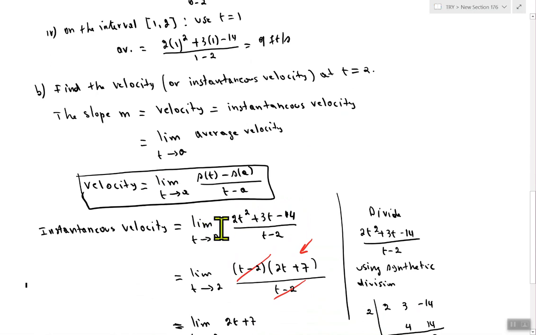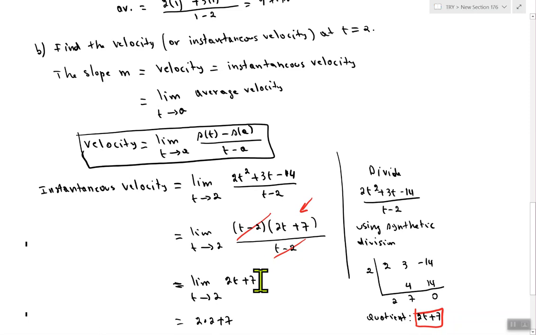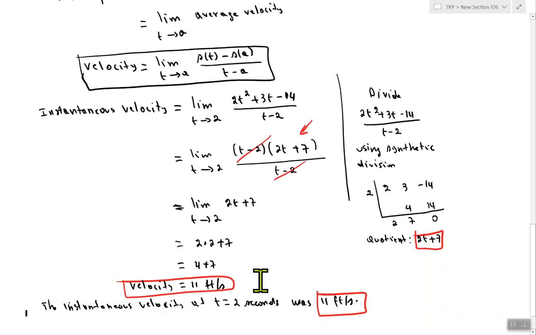If you forget this for a second, you factor the numerator, so you get t minus 2 times 2t plus 7, over t minus 2. For t different from 2, you can simplify t minus 2 top and bottom, to end up with 2t plus 7. When you get this expression, you evaluate at the given time they're looking for, so at time t equals 2. You plug in 2 for t, and that gives you 11 feet per second. That will be your instantaneous velocity.